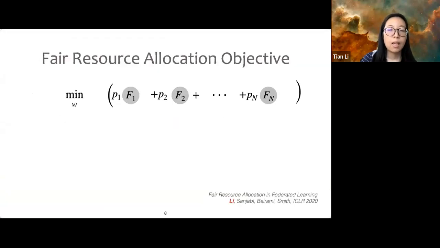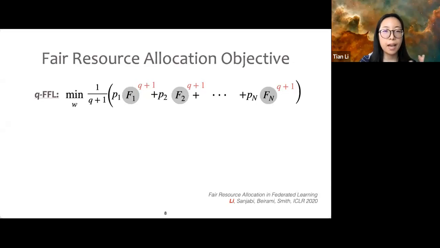Okay. And so instead of minimizing that empirical loss, we propose a new objective inspired by fair resource allocation. Our objective is called q-Fair Federated Learning, or q-FFL for short. It minimizes an aggregate reweighted loss parameterized by q. So q is some positive value larger than 0, such that the devices with higher loss F are given higher relative weight in the overall objective.